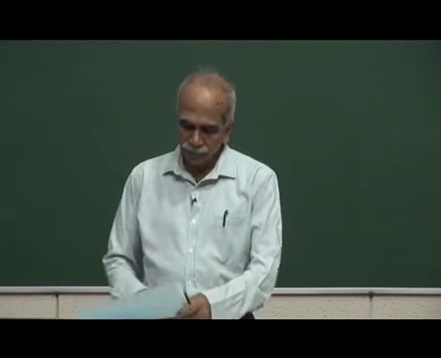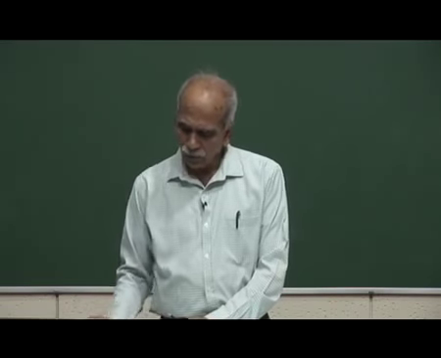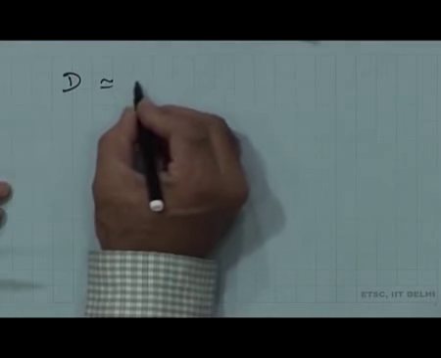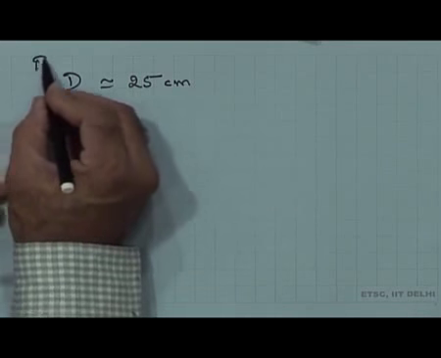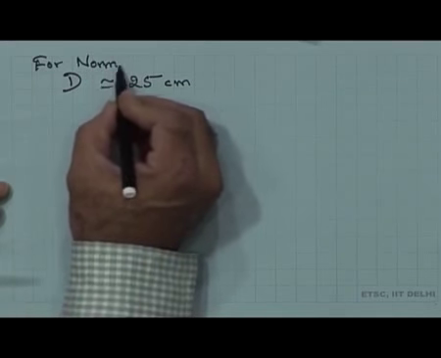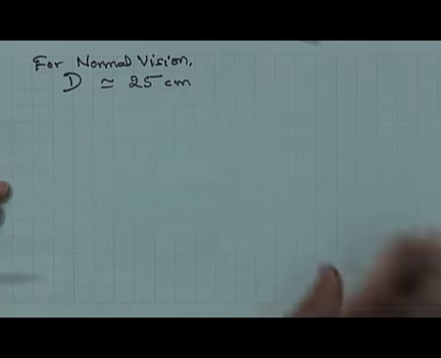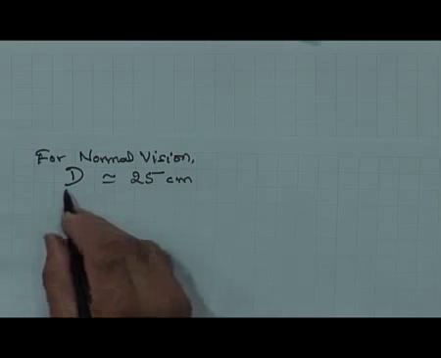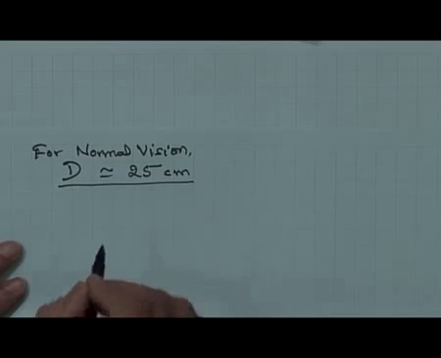Commonly for normal vision, D is approximately 25 centimeters. Actually, this varies from person to person and this varies with age even for the same person.